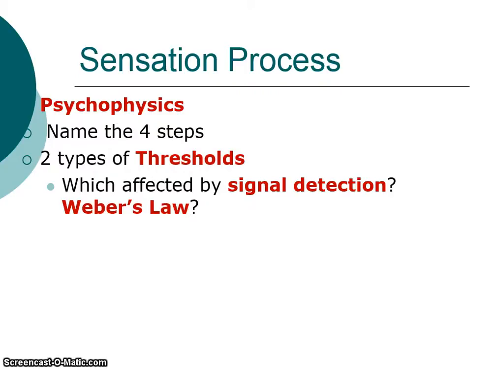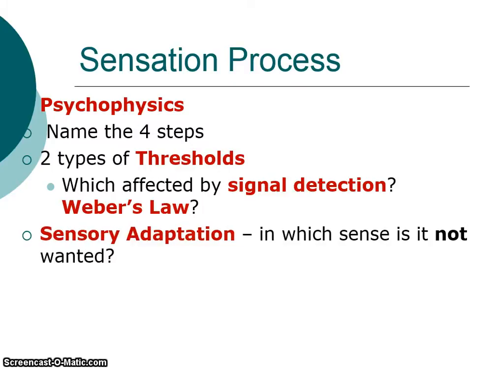Which one does the signal detection theory go with? That would be the absolute threshold. And Weber's law would actually go with difference threshold. So be able to recognize some examples of both of those. I promise you those are going to be part of the multiple choice.